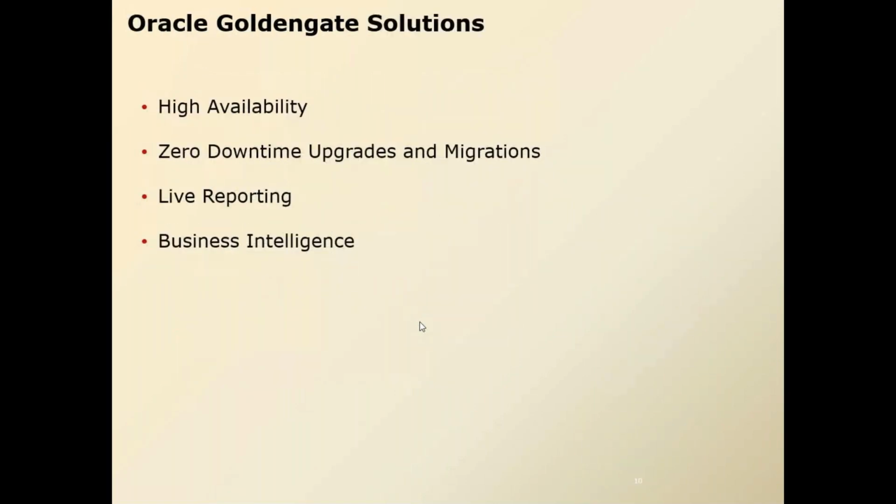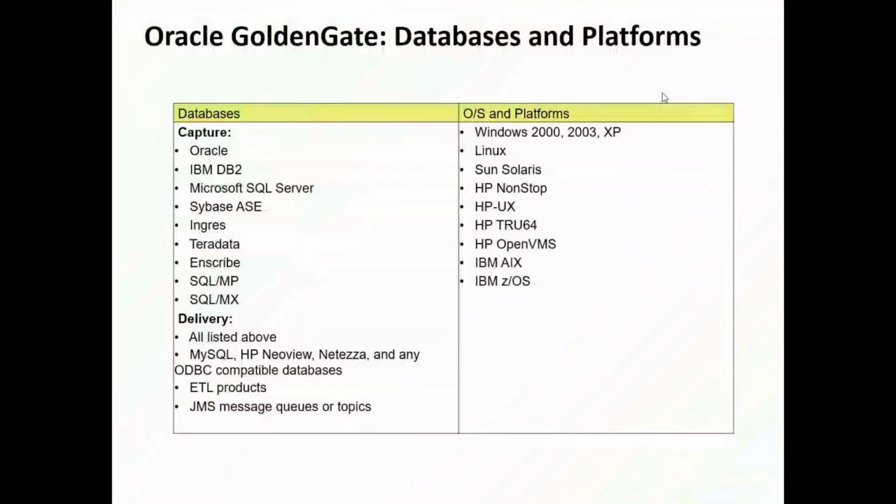So Oracle Golden Gate solutions, as we discussed, provide high availability. It ensures high availability of the database. Suppose one database goes down, the application can quickly switch over to another database in another region, ensuring the database is highly available. Zero downtime upgradation and migration. Live reporting. Because data gets replicated to the target database in near real time, you can use that target database for reporting purposes and for business intelligence also. So Golden Gate along with Informatica and ODI is one of the best business intelligence tools available in the market.